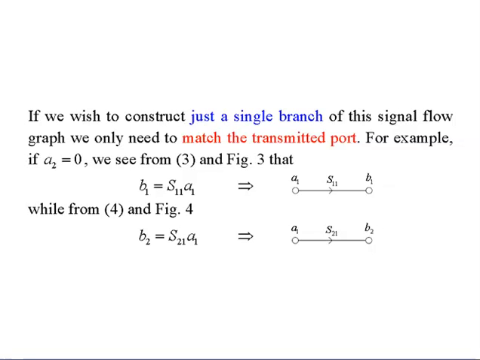But if we wish to construct just a single branch of this signal flow graph, we only need to match the transmitted port. For example, if A2 is equal to 0, we see from equation 3 and figure 3 that B1 is equal to S11 A1. So the SFG will be B1 equal to S11 times A1. While from equation 4 and figure 4, you will have B2 equal to S21 A1. So the SFG is B2 equal to S21 A1.